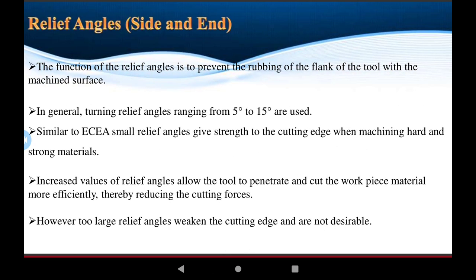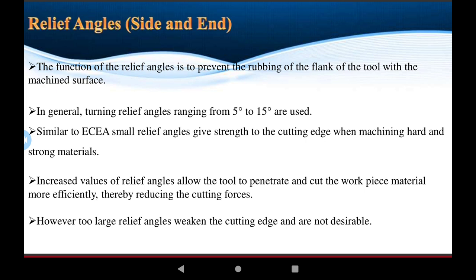The relief angle, side and end. The function of the relief angle is to prevent rubbing of the flank of the tool against the machined surface. Generally, the turning relief angle ranges from 5 degrees to 15 degrees and is measured similarly to the side and end cutting edge angle.